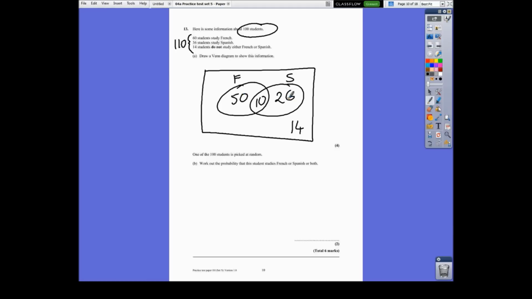One of the 100 students is picked at random. Work out the probability that they will study French, Spanish or both. Well, that's all the pupils in the circles. So 50 add 10 add 26, which is 86 out of 100.